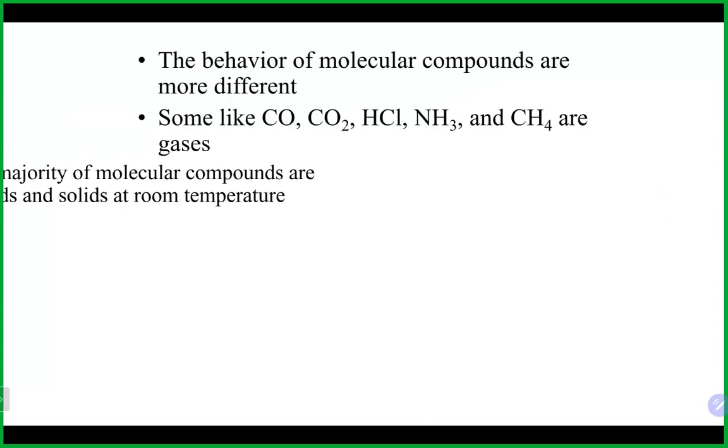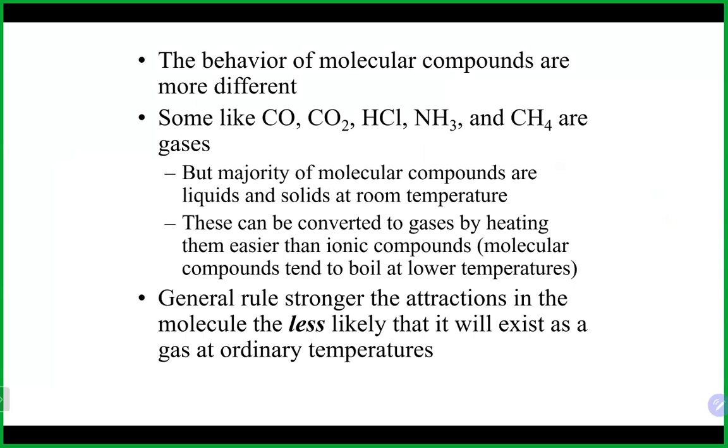Now, when we talk about molecular compounds or covalent compounds, the ones that are sharing electrons, they are a little bit different. There are certain molecular compounds like carbon monoxide, carbon dioxide, hydrogen chloride gas, ammonia, and methane, which are gases under normal conditions. But one of the major differences between an ionic compound and a molecular compound is that it is usually much, much easier to convert a molecular compound into a gas than an ionic compound.